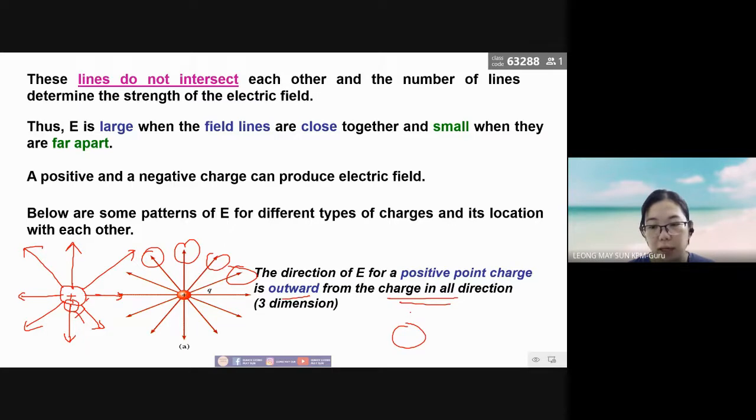So when you draw an electric field line for a positive charge, you cannot just draw like that, all on the right-hand side. If the left-hand side is missing, sorry to say, this is also wrong. So if you want to draw an electric field line, it must be in all directions. It cannot overlap or touch each other.